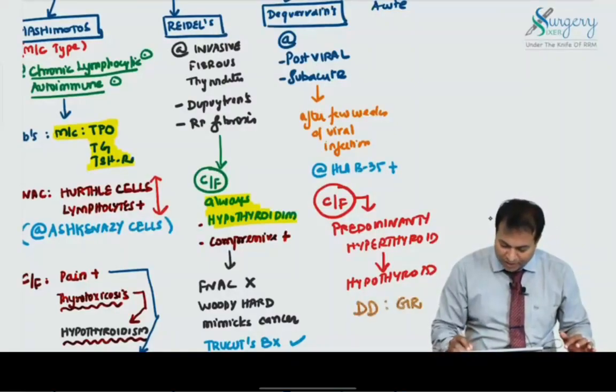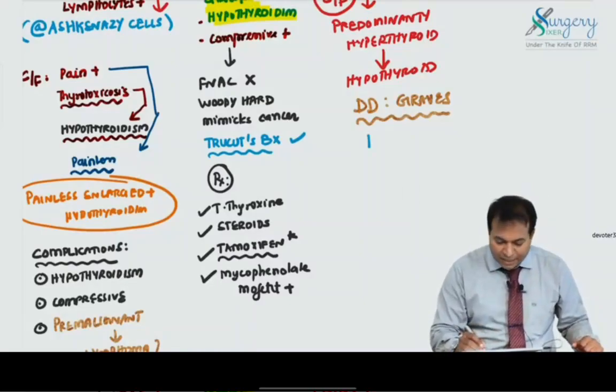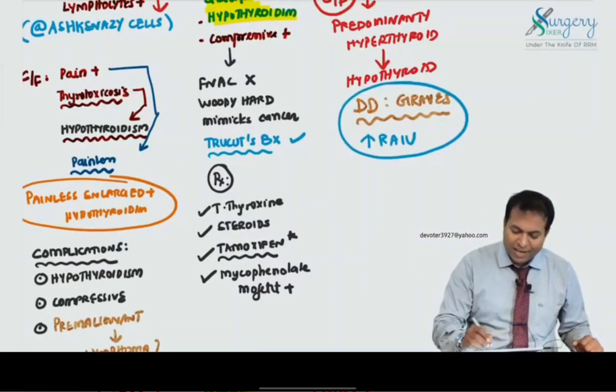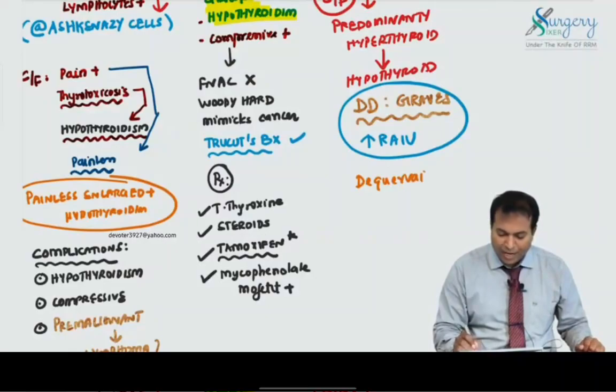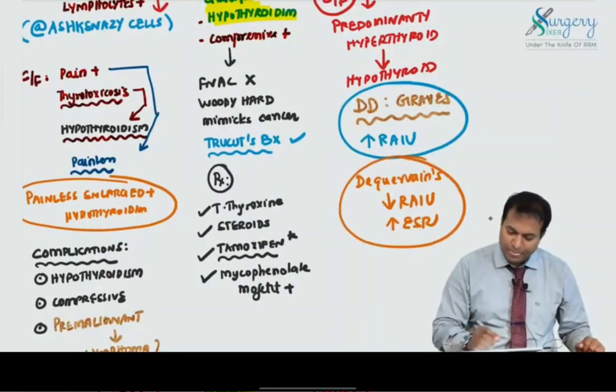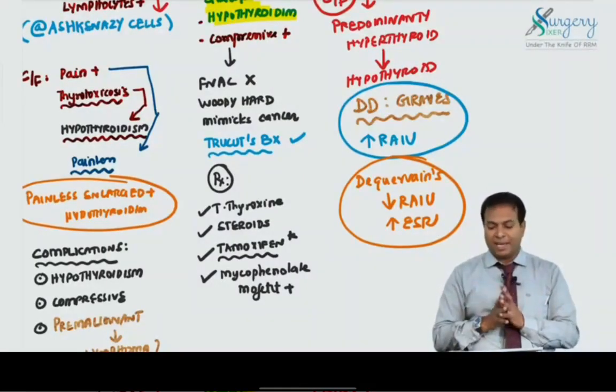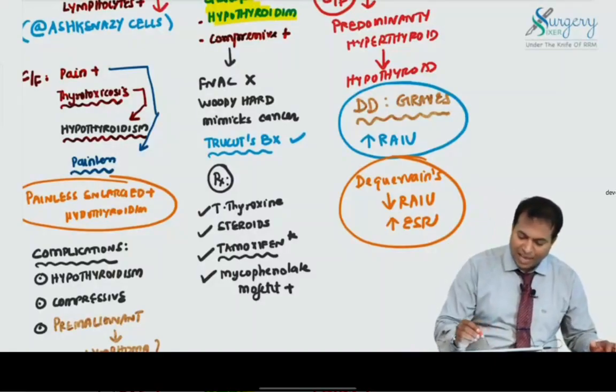The differential diagnosis is Graves' disease. How to differentiate from Graves' disease? The interesting point is Graves' disease will have increased radioactive iodine uptake. Please don't forget this. Whereas de Quervain's will have decreased radioactive iodine uptake when you do the study, and there will be increased ESR in de Quervain's thyroiditis. So the important differential is that de Quervain's has decreased radioactive iodine uptake and increased ESR when compared with Graves' disease.